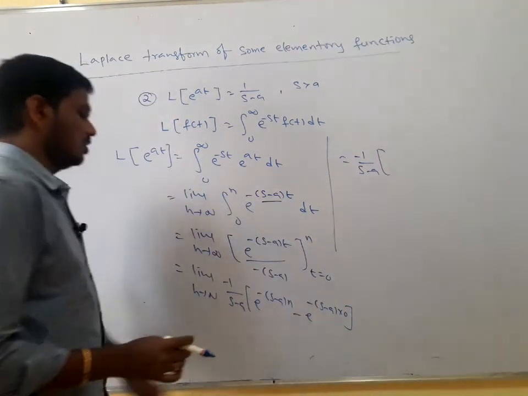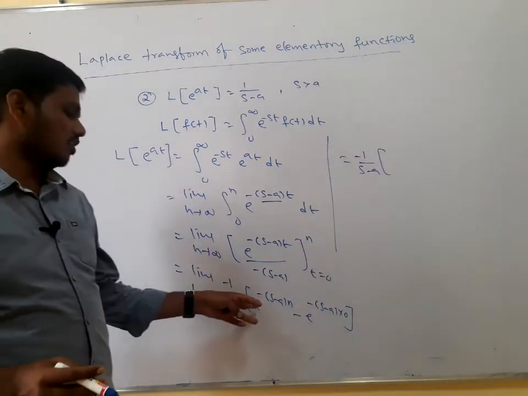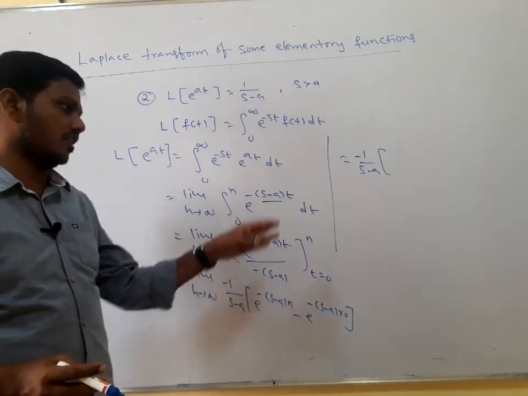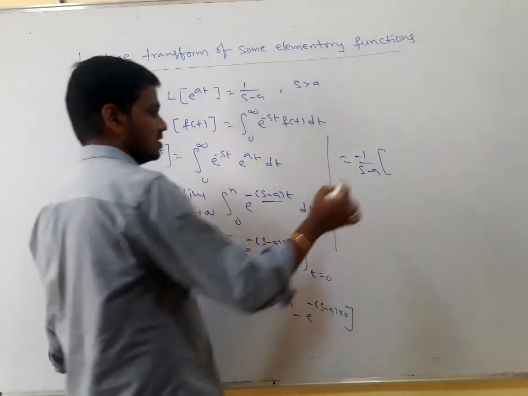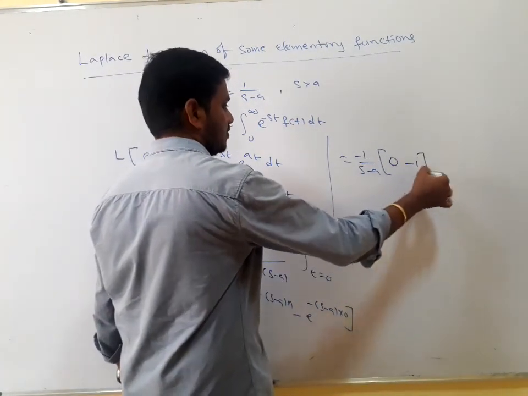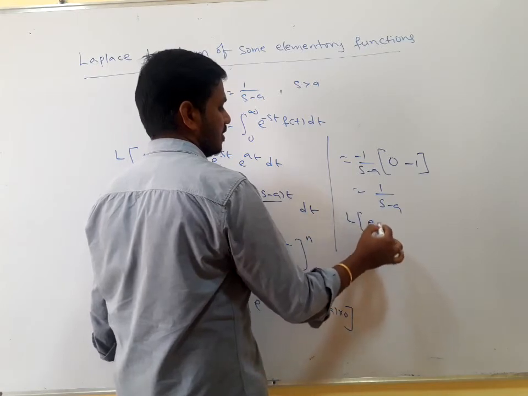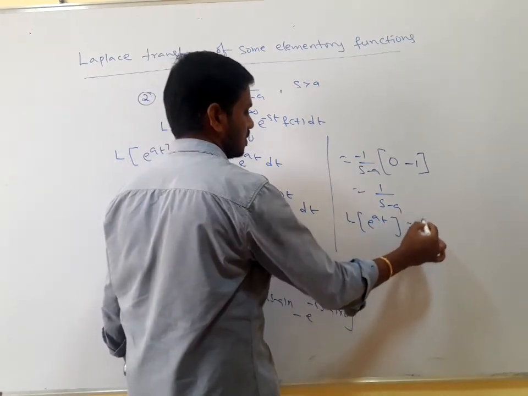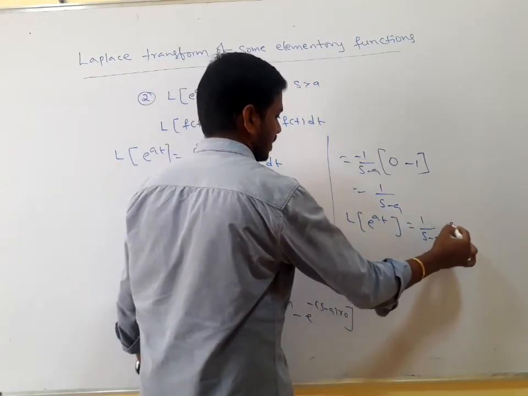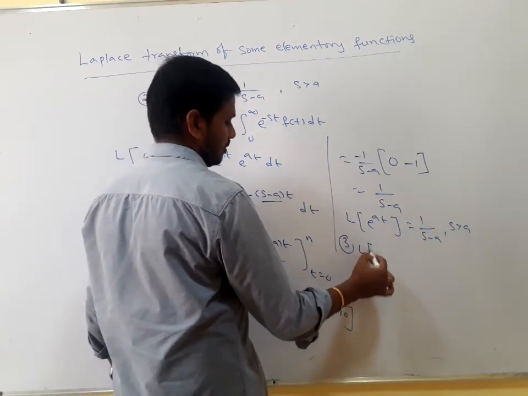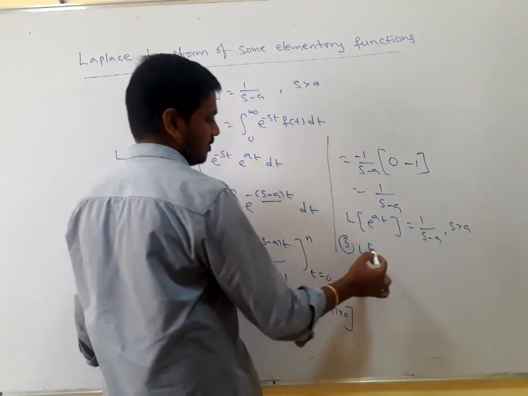which is equal to minus 1 by s minus a into, as n tends to infinity, e to the power of minus (s minus a) n tends to e to the power of minus infinity. So this value becomes 0. Here it is minus 1, which is equal to 1 by s minus a. Therefore, Laplace transform of e to the power of at is equal to 1 by s minus a for s greater than a.